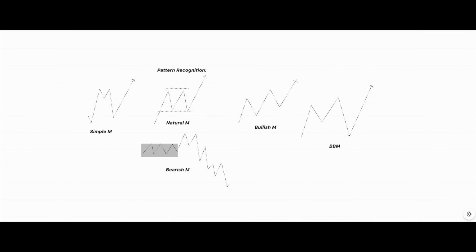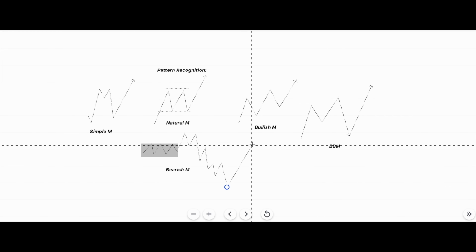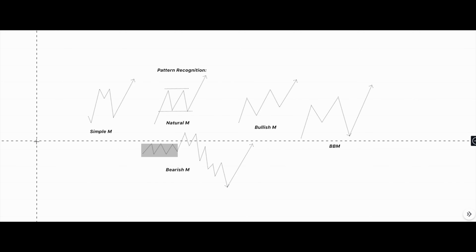As you can see, we very much did go over bullish variations of different M patterns, right? So we did have a simple M, we had a natural M, we have a bearish M, a bullish M, and a big bullish M. These are all different ways to identify pretty significant bullish setups, right?